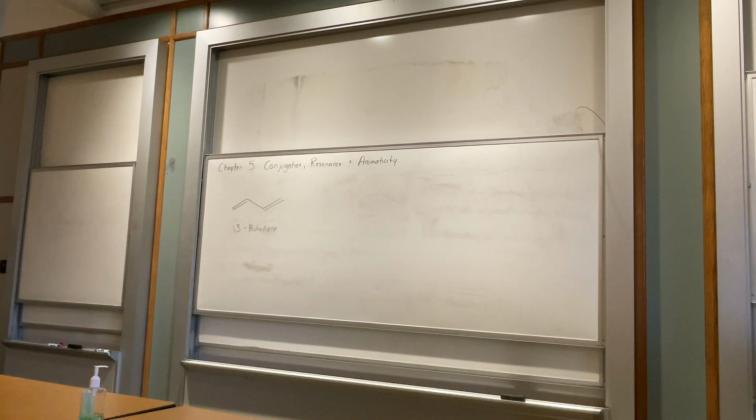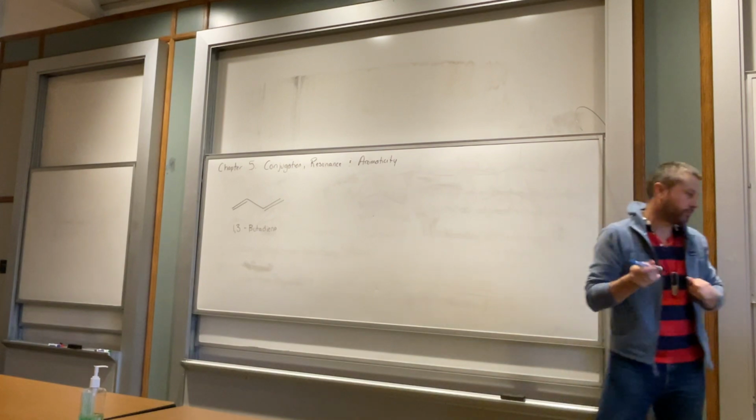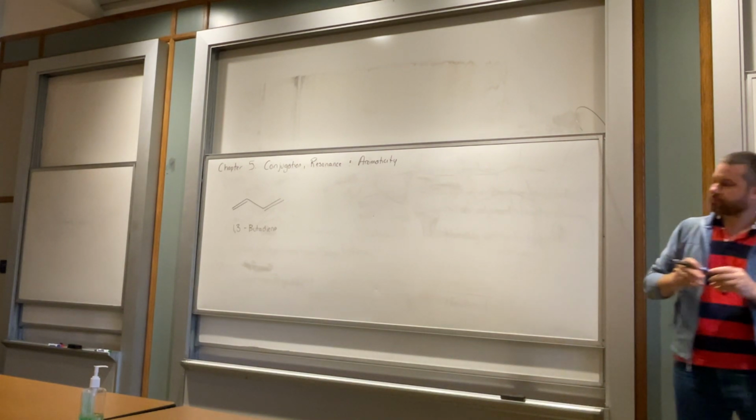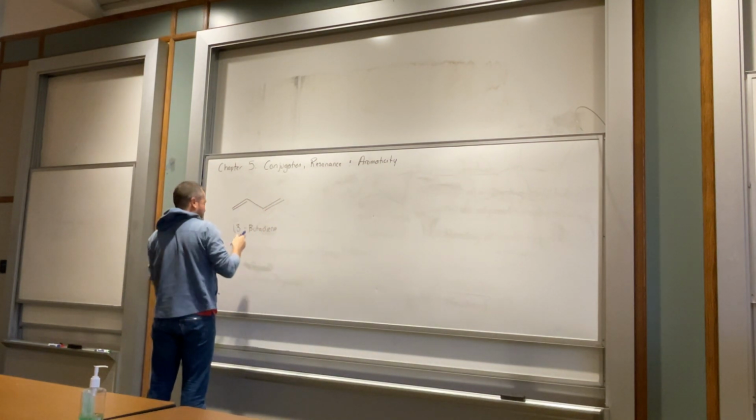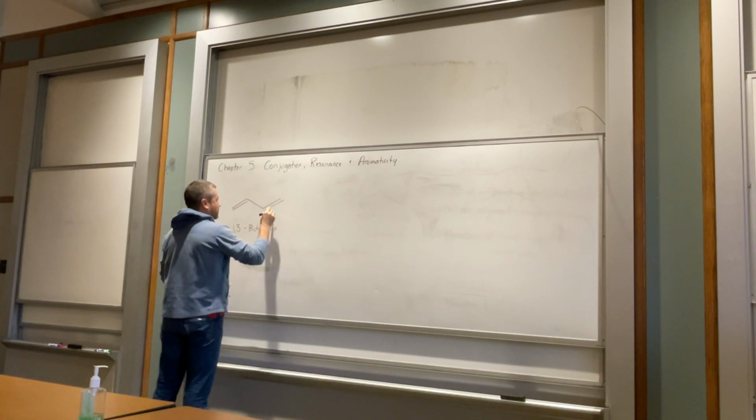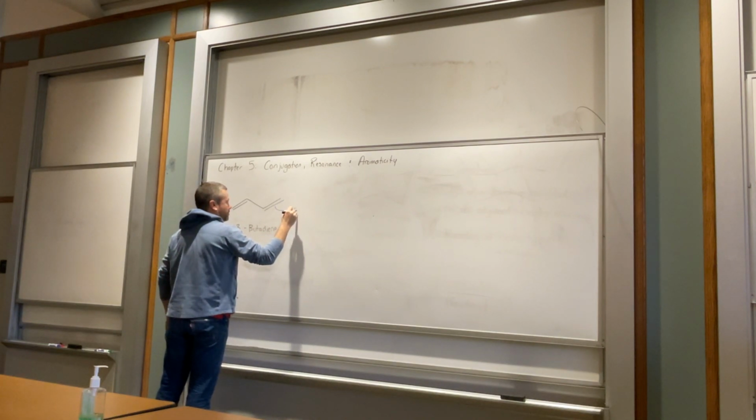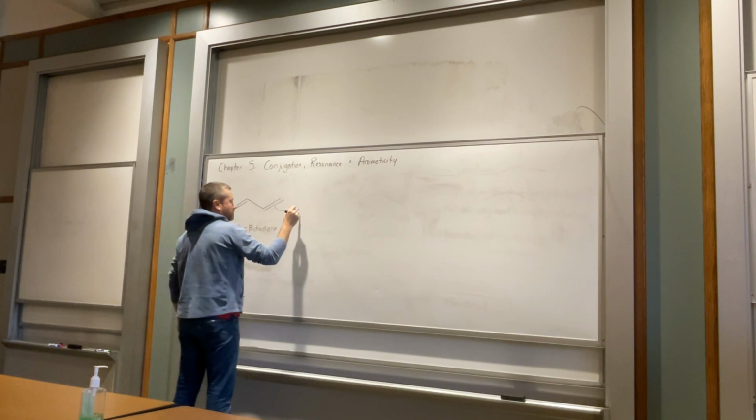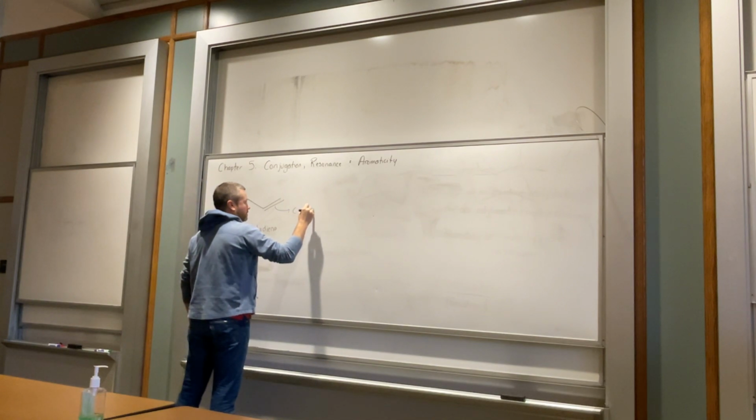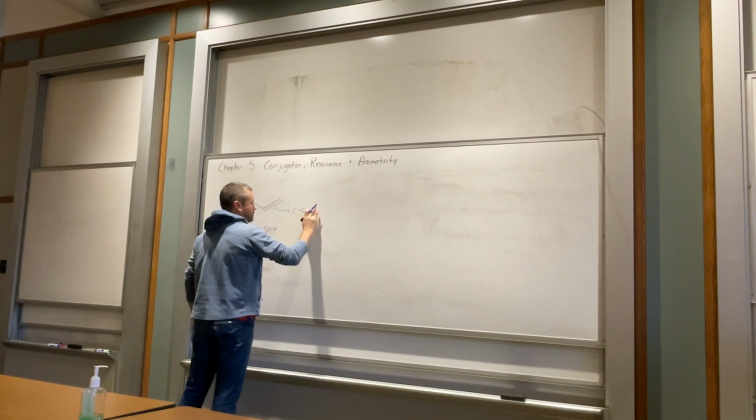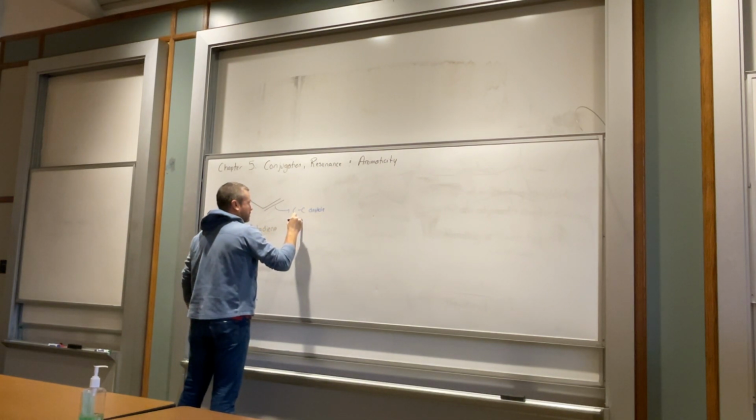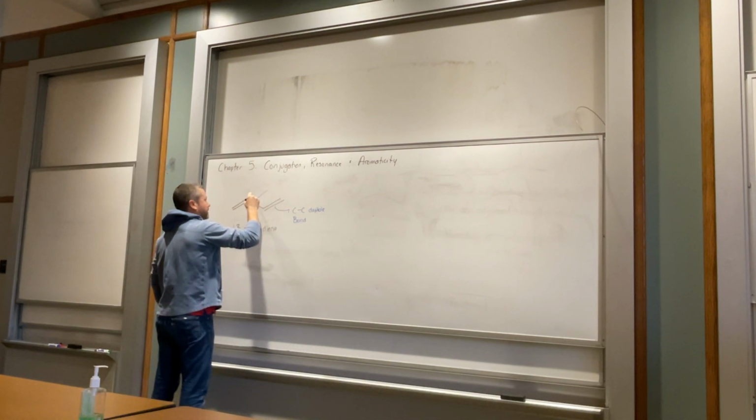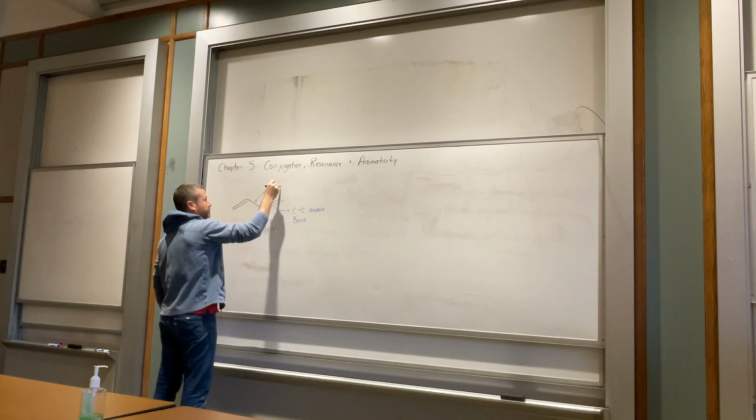So we're going to start off by investigating the molecule 1,3-butadiene. You can see that 1,3-butadiene has carbon-carbon double bonds. It also has a carbon-carbon single bond.